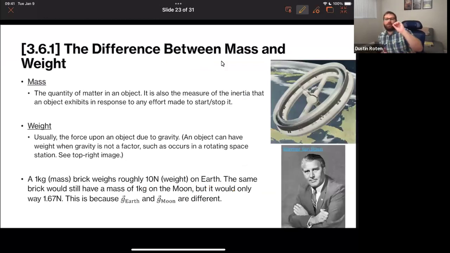So let's think about what the difference between mass and weight is. Mass is the quantity of matter in an object. I mean, it's essentially a fundamental measurement. Like if you talk about a bowling ball, the mass of the bowling ball would literally be how much of the bowling ball is there in front of you. Or when you talk about a person's mass, that is how much of a person is there in front of you. It's also the measure of that object's inertia.